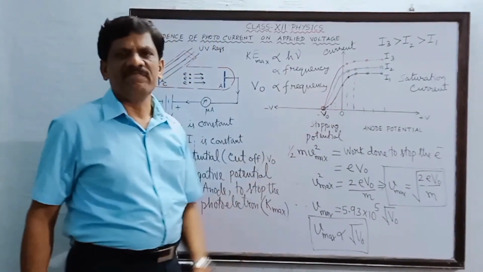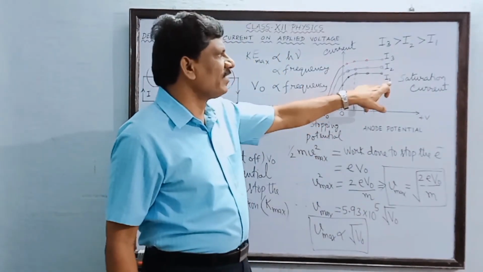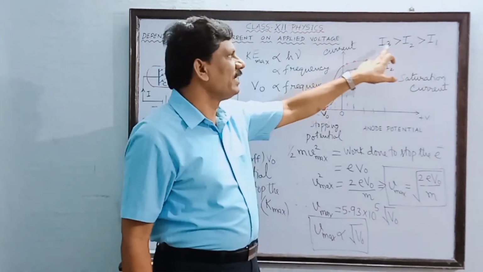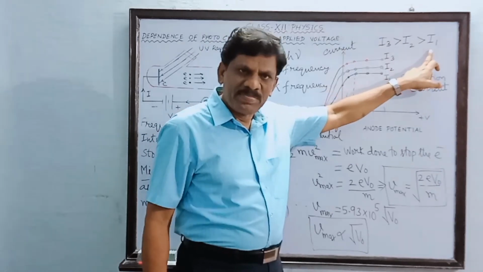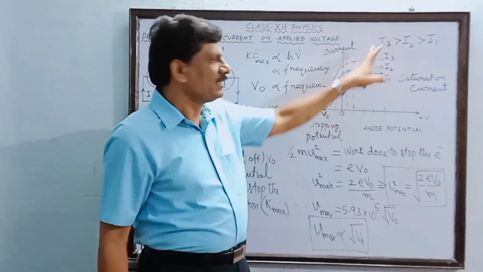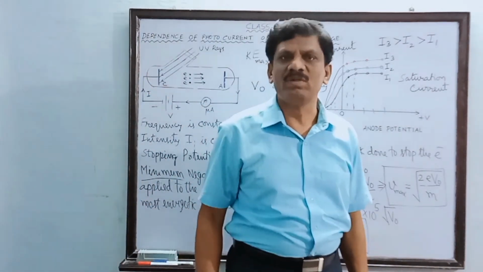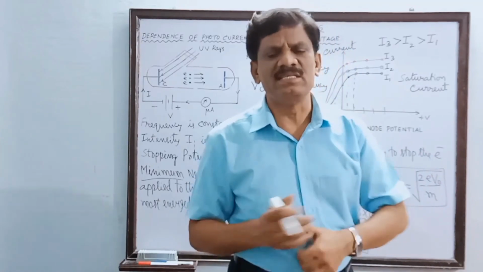In this graph, what is very clearly visible to us for different intensities I1, I2 and I3, such that I3 is greater than I2 is greater than I1. For any intensity, the stopping potential remains the same. It is found that the stopping potential remains the same irrespective of the intensity.